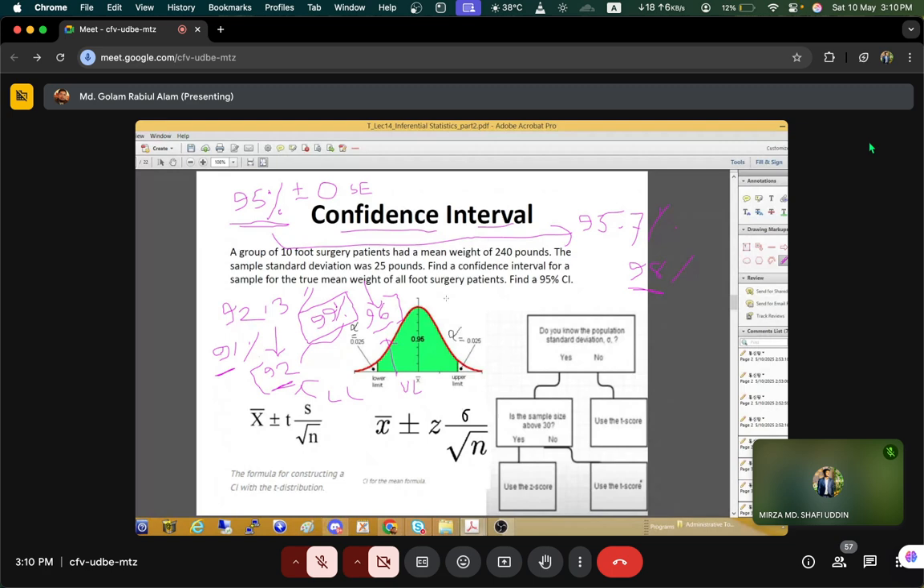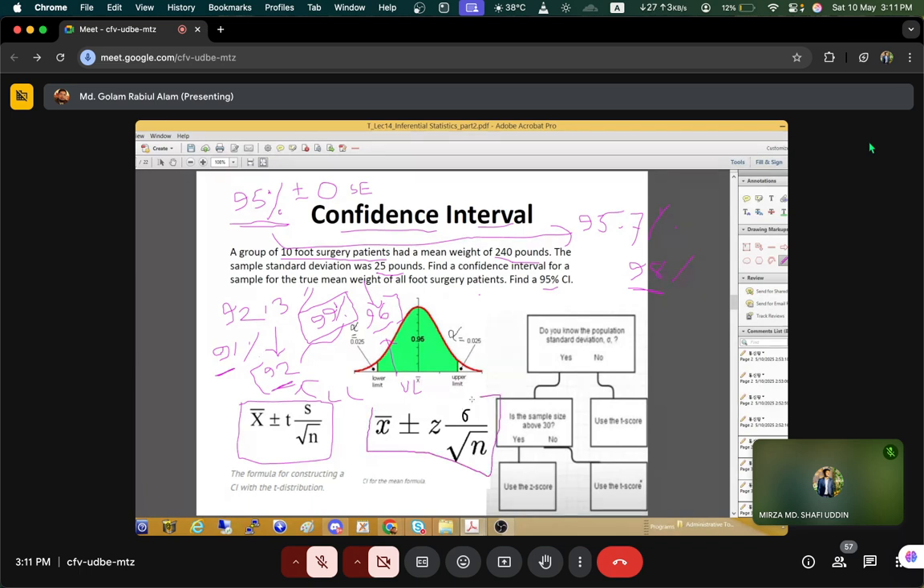Let's say here it is mentioned that a group of 10 foot surgery patients had a mean weight of 240 pounds, and the sample standard deviation is 25 pounds. Then find out the confidence interval for the true mean weight of all foot surgery patients. You have to use a 95% confidence level. So to find out the confidence interval, usually we use these equations. This is one equation, and this is another equation.